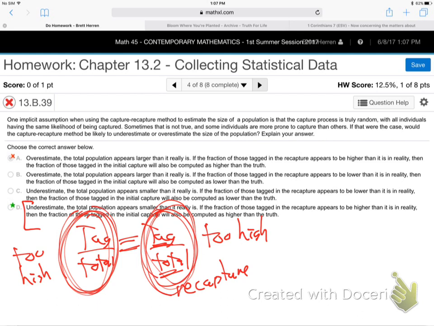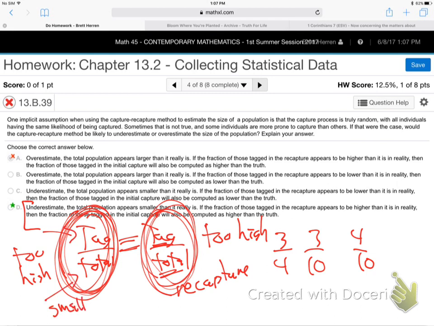All right, so if you have 3/10, I can make this thing bigger by making the top bigger, 4/10, or you can make the bottom smaller, right? 3/4 is actually a bigger fraction than 3/10, right? 3/4 of the pie is more than 3/10 of the pie. So you can make the bottom smaller or the top bigger. Either way, you make the fraction bigger, bigger portion, right? So when I say this fraction is being made too high, that means the top's getting too big or the bottom's getting too small. Top's too big, or the bottom's too small, right?